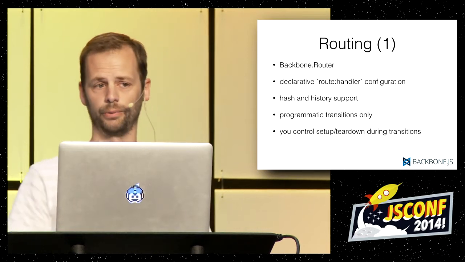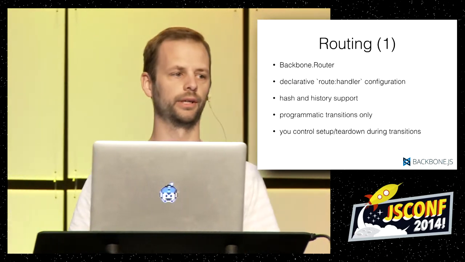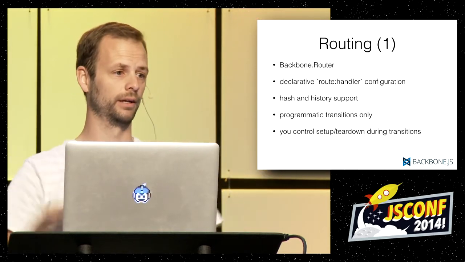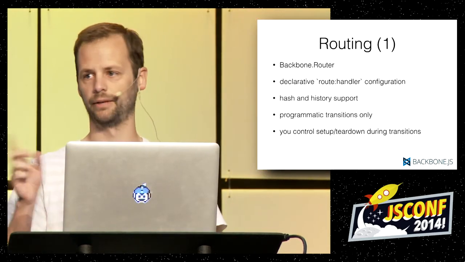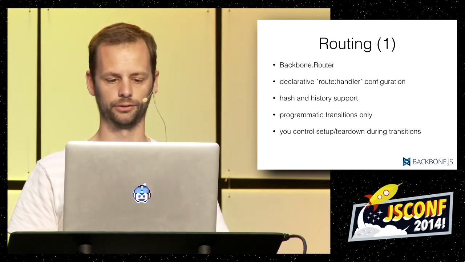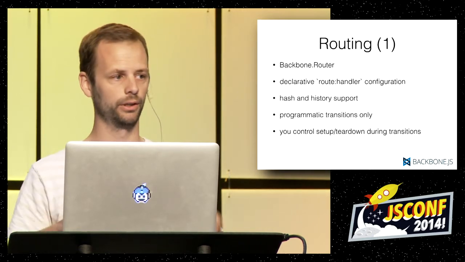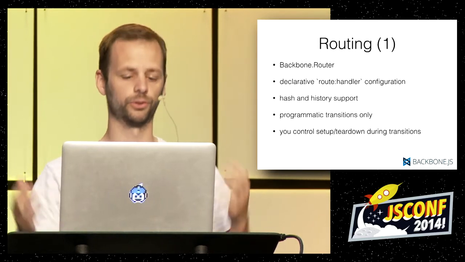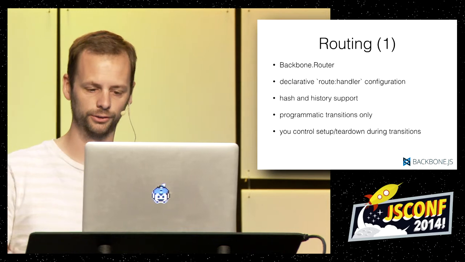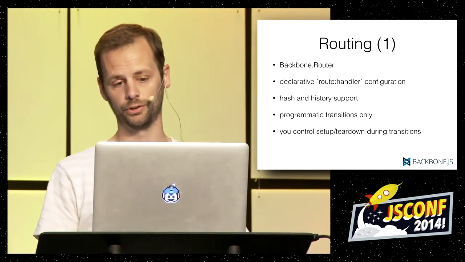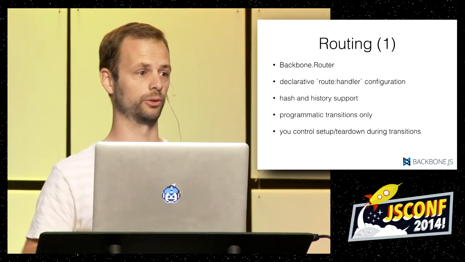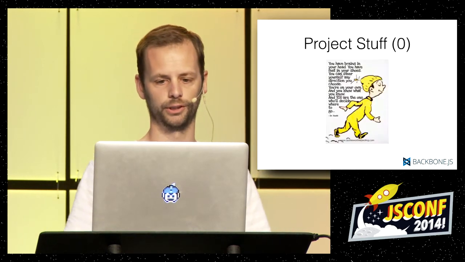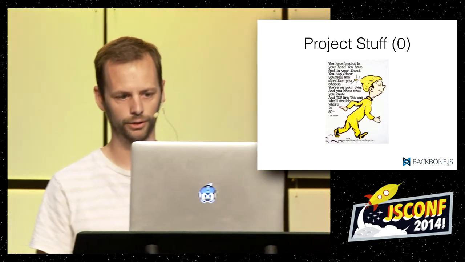Routing, it's got a router. I only ranked it at a 1 because all it really does is map some route to some handler, and that's it. And then you have some programmatic APIs to navigate around the app. But it doesn't have any declarative routing or links that automatically get their href set. You have to control all of the setup and teardown during transitions. There isn't actually even a concept of a transition. So if you want to stop or cancel or retry some sort of route, there's nothing in there, so you've got to build that yourself. Project stuff, you're on your own.